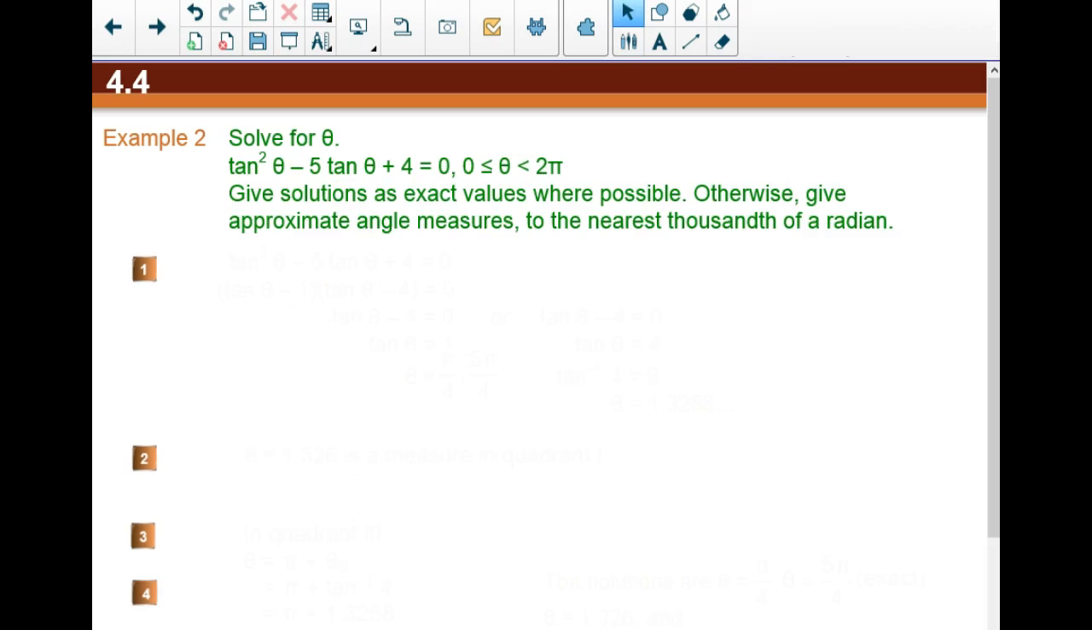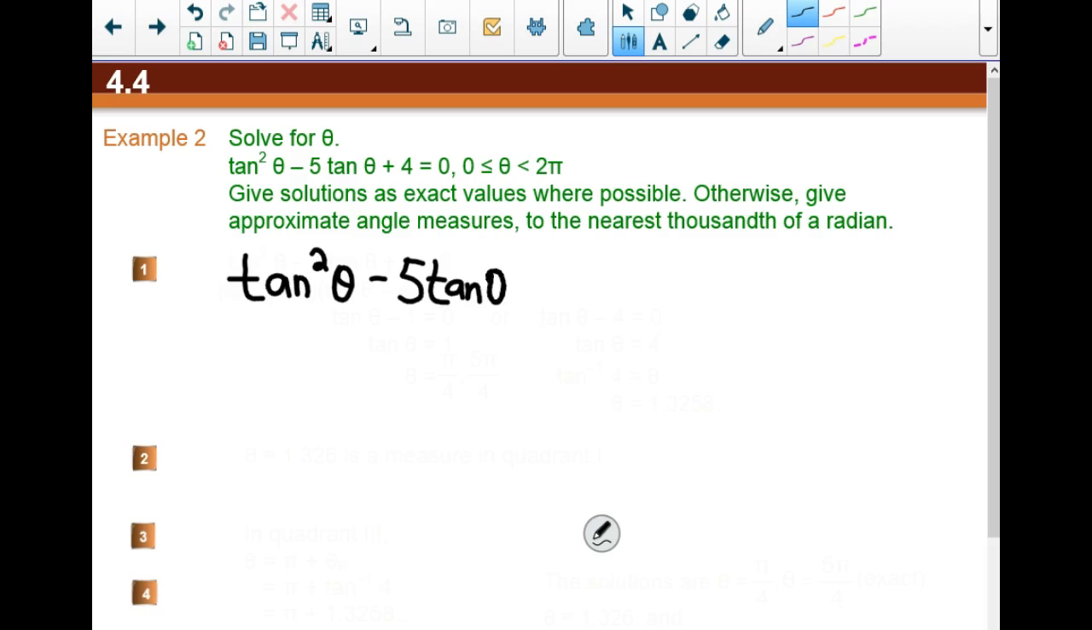Okay, so example 2 is we're solving again. Our equation looks a little more complex, but if we look past the tans, it's actually something we're very familiar with, so it's not a huge deal. And our answers are going to be back in radians because our interval is anywhere from 0 to 2 pi on our unit circle.